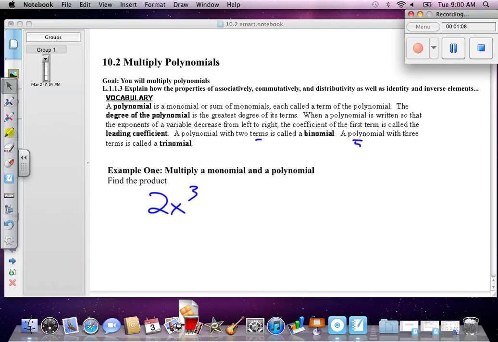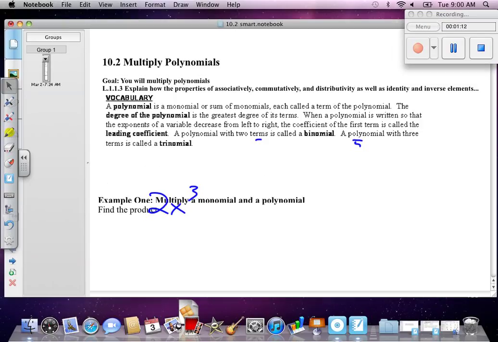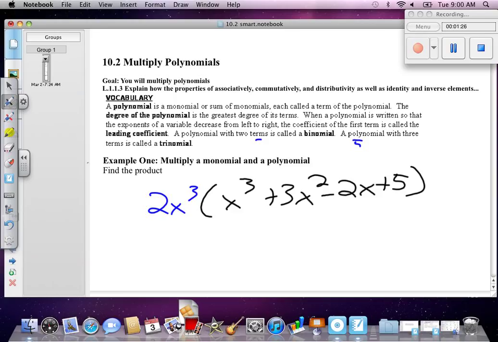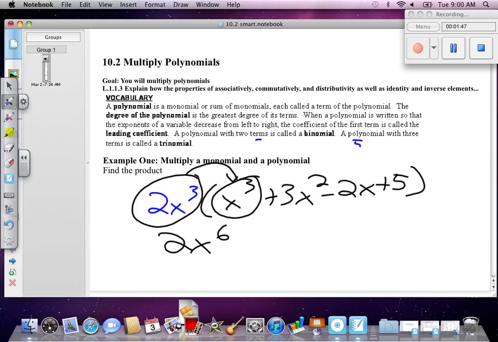Okay, so we're going to start with 2x cubed times x cubed plus 3x squared minus 2x plus 5. This is just like distributing. See that number in front of the parentheses? We're going to multiply it by each term inside. So first I'm going to multiply 2x cubed by x cubed, so I get 2x to the 6th. Remember, we're adding the exponents when we're multiplying.